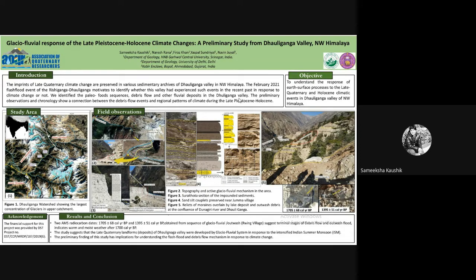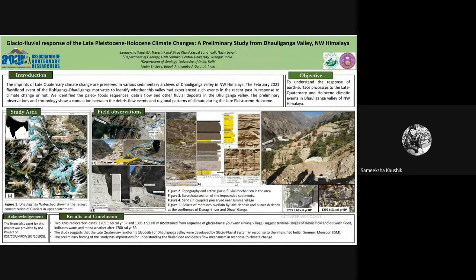And we have also observed some high energy and ponded sequences between Suraithota and the ruined villages, as shown in figures 2, 3, 4, and 5, which imply that the river was impounded in the past by extreme events. So the main objective of our study was to understand the response of earth surface processes to the late Quaternary climate events in the valley.